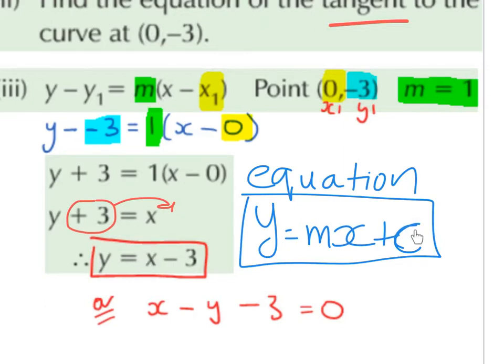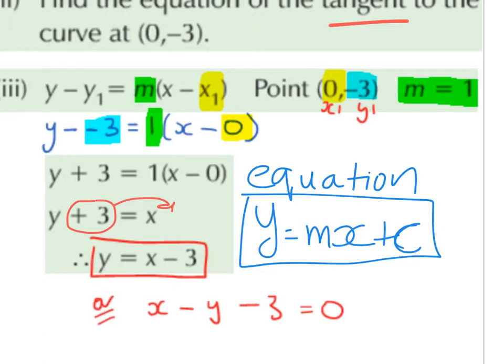And then we have plus c at the end, so we have the constant at the end, but it doesn't have to be a plus. So it's just the number without an x stuck on. So in this case, it's minus 3. So y equals x minus 3 is in the form of y equals mx plus c, which is the form of the equation of a straight line.